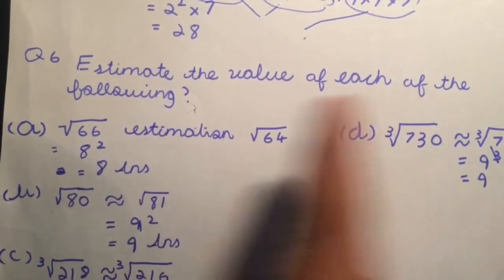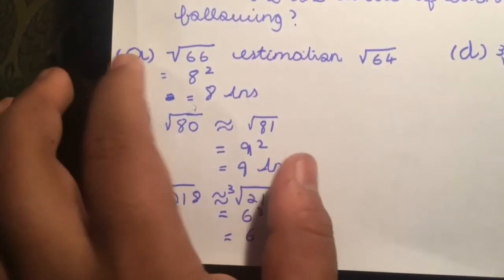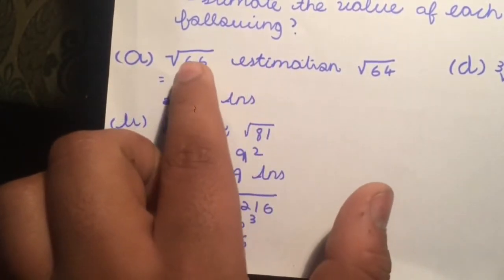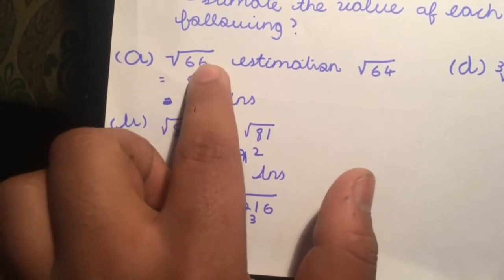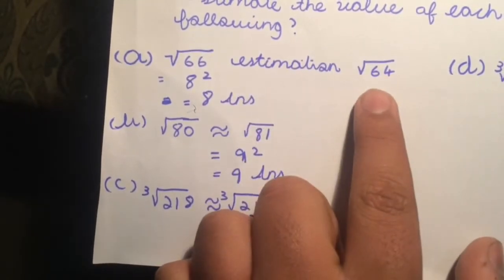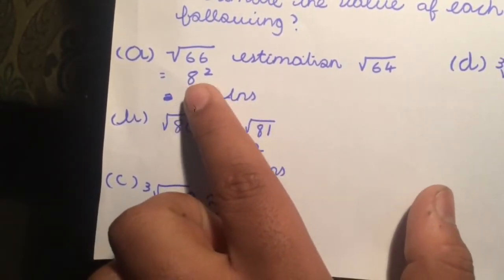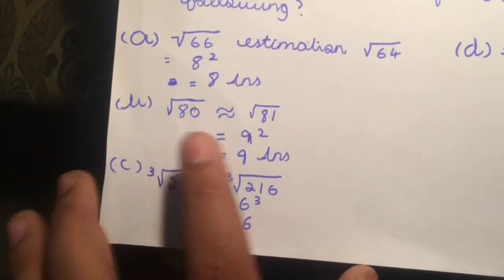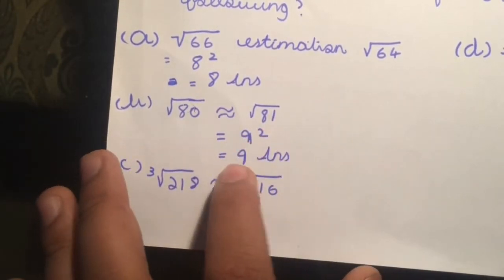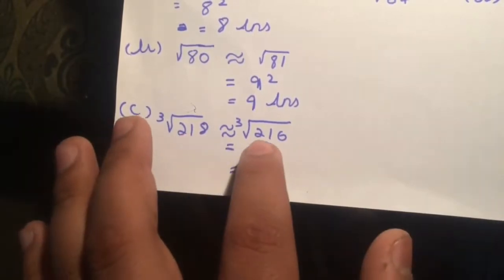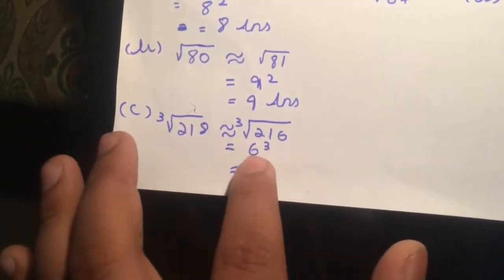Then estimate the value of each of the following. We have to estimate. First come to the A part. In estimation we have to deduct or add a number to estimate it properly. So in 66 we make it 64. The square root of 64 is 8, since 8 square is 64, so the answer is 8. Then 80 is estimated to 81, so 9 square is 81, so the answer is 9. Then it's a cube root, so 218 is estimated to 216, so the cube of 6 is 216, so the answer is 6.